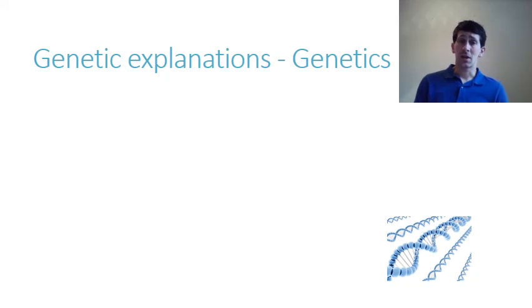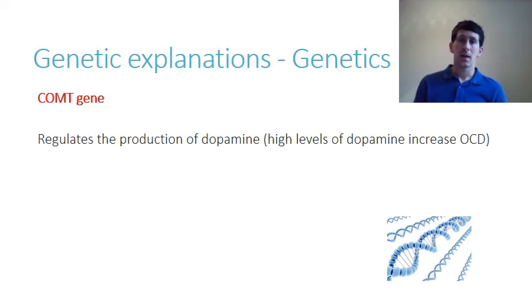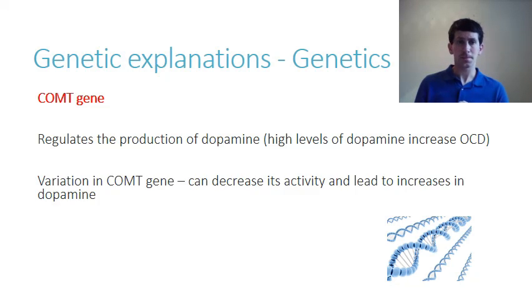Another genetic explanation for OCD looks at something called the COMT gene. The COMT gene is linked to the production of dopamine. High levels of dopamine have been shown to increase the severity of OCD symptoms. When your dopamine levels get too high, the COMT gene regulates that and brings it back down to normal. So it's a really important gene inside our body, and especially when it's linked to OCD.